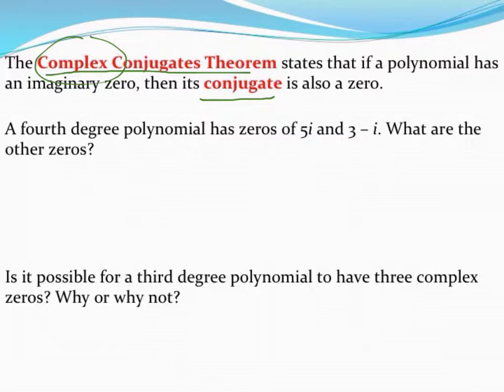And it turns out this is also true for irrational solutions as well. You can't have just one irrational solution. You'd also have its conjugate. So let's take a look at how we can use this to help answer a couple questions.